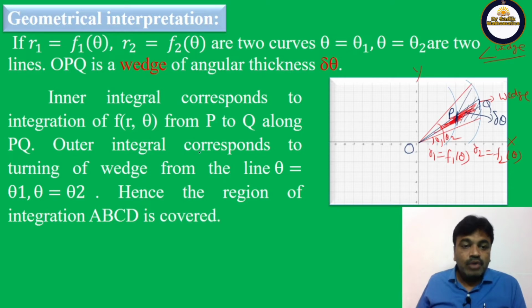Okay, and then the outer integral corresponds to turning of the wedge, turning of the wedge from theta equal to theta 1, so from here theta is equal to theta 1 to theta is equal to theta 2. Then this region will be covered, friends. Hence the region of integration ABCD is covered. Okay, this is the geometrical interpretation of double integration in polar form, friends.